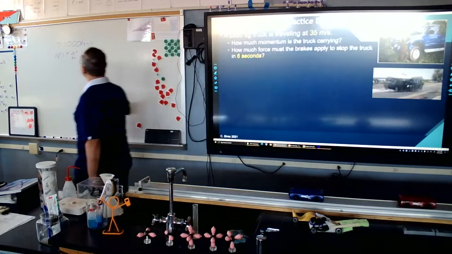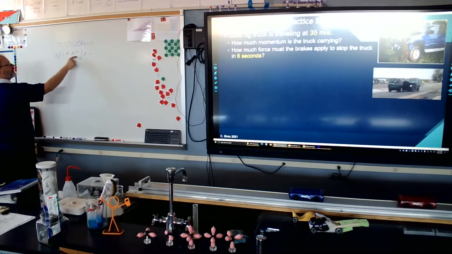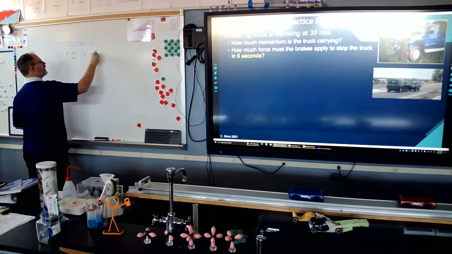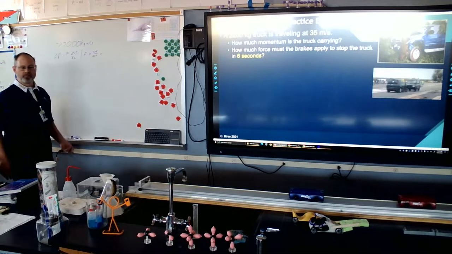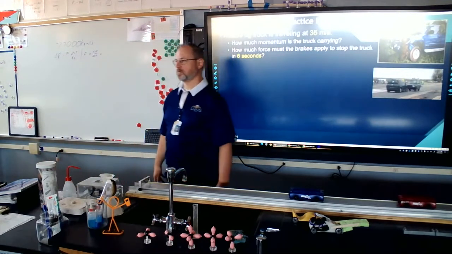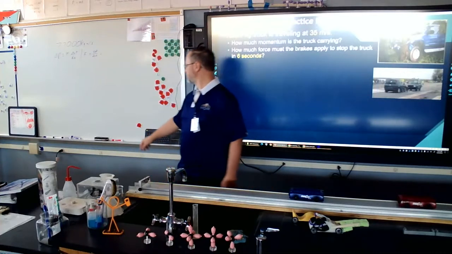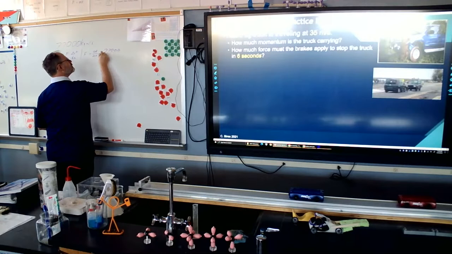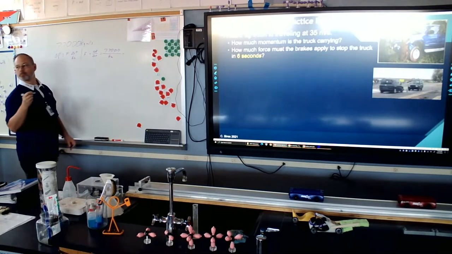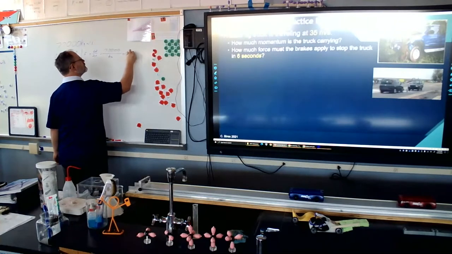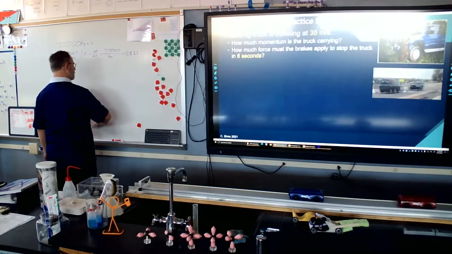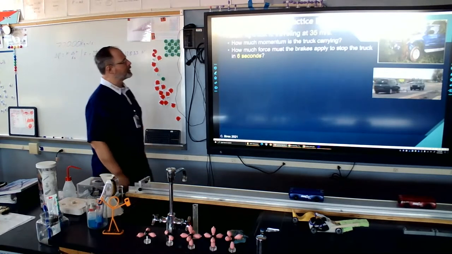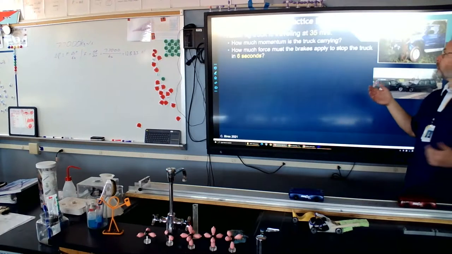462,000. No. So our formula is momentum is force times time. You did force divided by time. So the force would be the momentum, delta p, divided by the time, delta t. 77,000 divided by 6? 12,833. Okay, so about 12,800. And the unit here would be newtons. So it is force, newtons. So 12,833 newtons if the truck brings itself to a stop in 6 seconds.